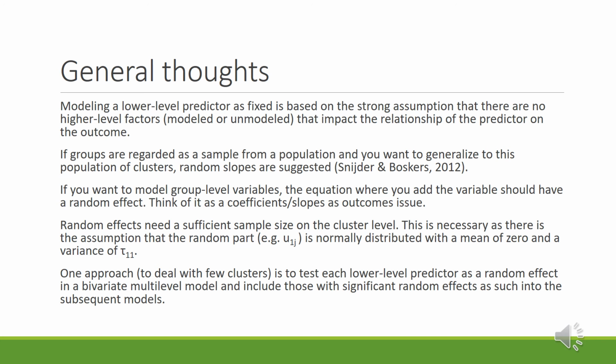So let's say you have a smaller number of clusters and you still think that you should have random effects instead of fixed ones. One approach would be to test each lower level predictor as a random effect on its own and check significance and then add only those into subsequent models. I think I mentioned that I've been working with Hannah Cooper, I also have seen her with small numbers of clusters, really just modeling one at a time and reporting individual models because the models just can't handle more than one random slope at a time.